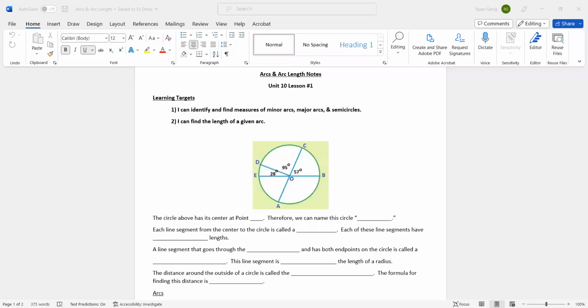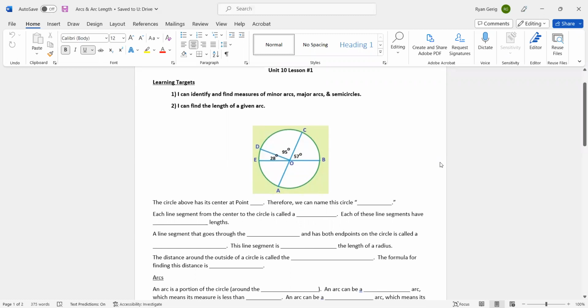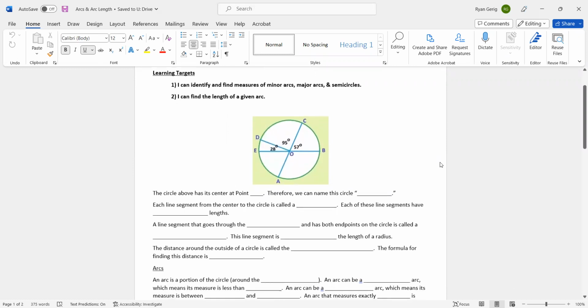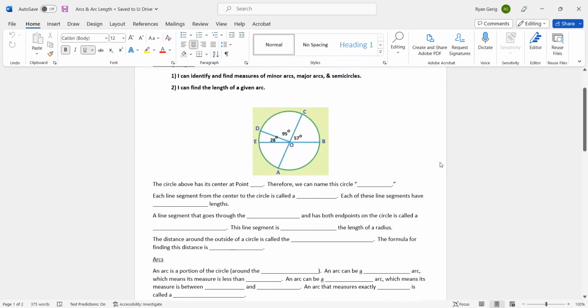Hello, geometry, and welcome to Unit 10, where we will be dealing with circles the whole time. So this whole unit is based on circles. The first two lessons deal with arc length and area of a circle, and then we start getting into some of the more intricate stuff later in the unit. So identifying and finding measures of minor arcs, major arcs, and semicircles, and then finding the length of a given arc.